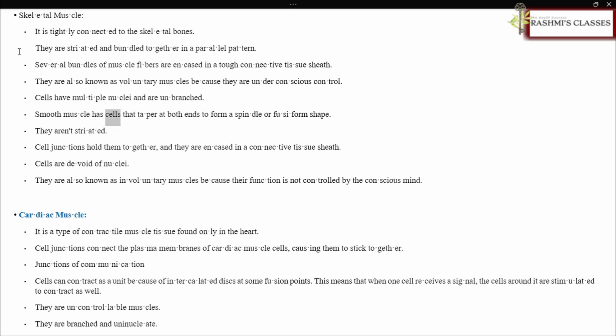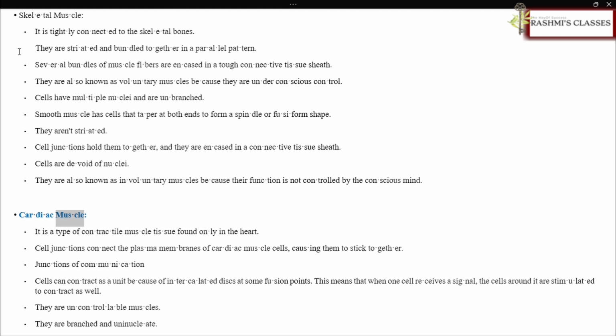Smooth muscle has cells that taper at both ends to form a spindle or fusiform shape. They aren't striated. Cell junctions hold them together, and they are encased in a connective tissue sheath. Cells are uninucleate. They are also known as involuntary muscles because their function is not controlled by the conscious mind.